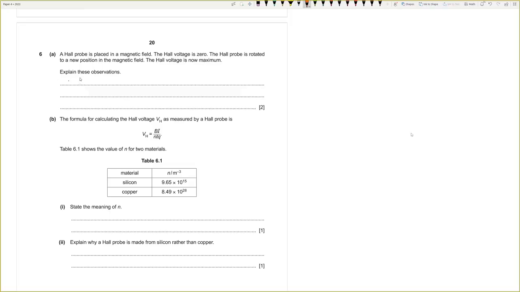We can mention it this way. The reading is 0 when the plane of the probe is parallel to the magnetic field lines.